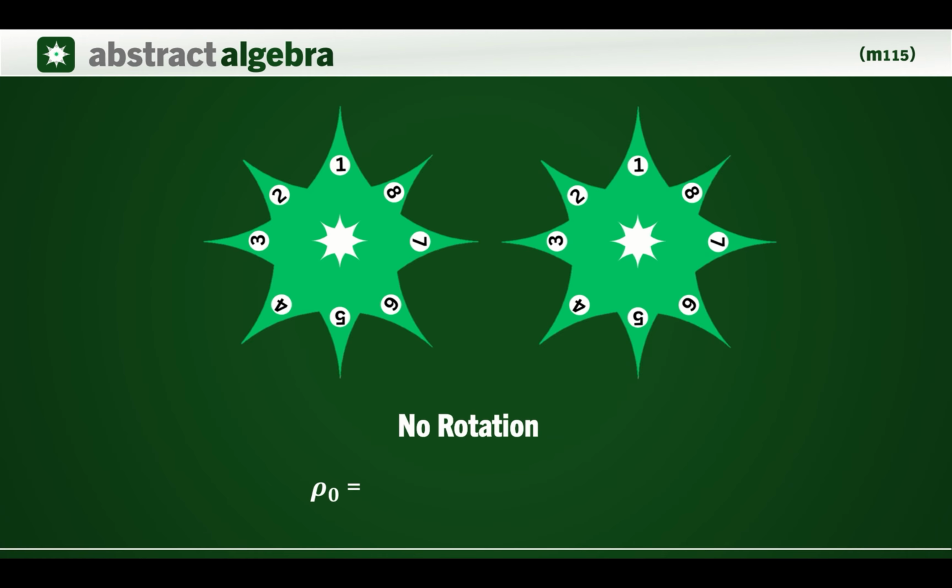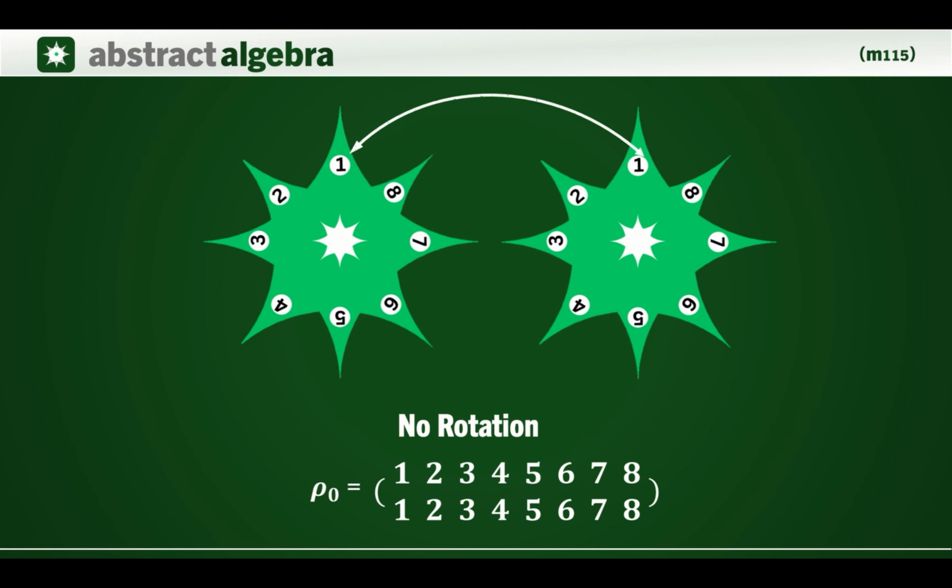We are going to map 1 to 1, 2 to 2, 3 to 3, 4 to 4, 5 to 5, 6 to 6, 7 to 7, and 8 to 8. So this is the result for rho sub 0.